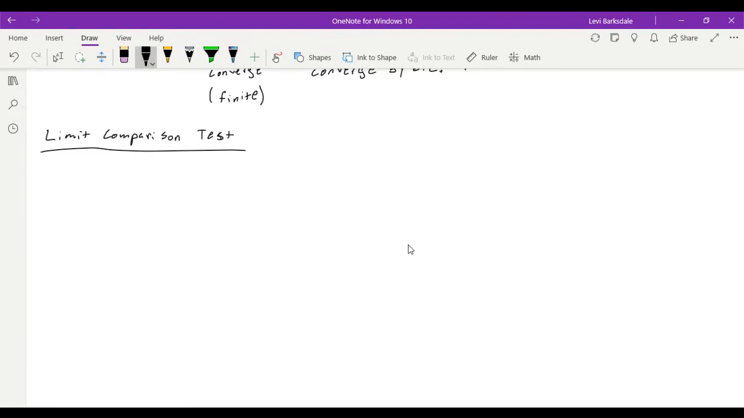And we'll start with a formal definition. Let's say you have two sequences, and they're both positive. And also, you can take the limit as n goes to infinity of the quotient of these two sequences. And when you take that limit, you get a real number L. And this limit, importantly, is not equal to 0, and it's not infinite.